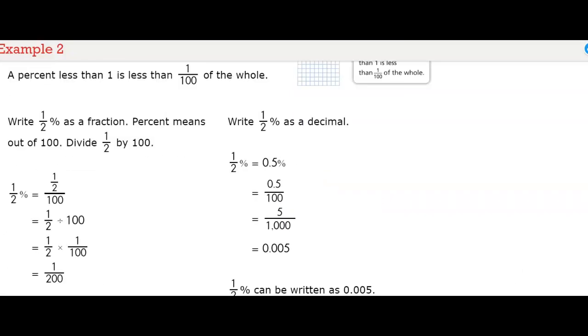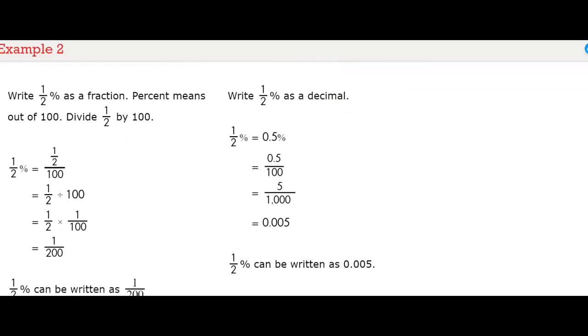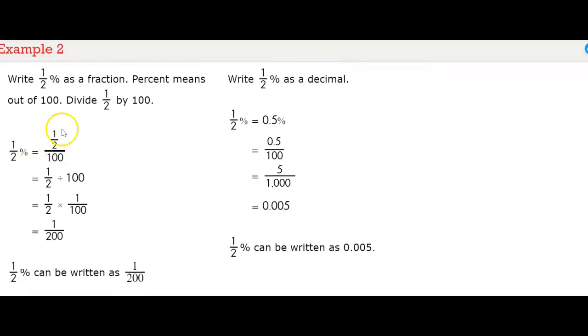So here they wrote it all out for us. 0.5%, they took the 1/2 and put that over 100. So that's 1/2 divided by 100. And then we have a fraction, so you do keep, change, flip, right? Or keep, change, reciprocal. So they have the 1/2 times the 100 here. And then you multiply straight across. So now you have 1 over 200. And so 1 over 200 is the fraction form of 1/2%.